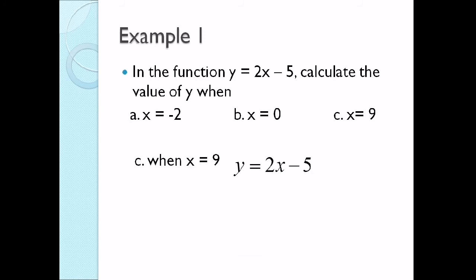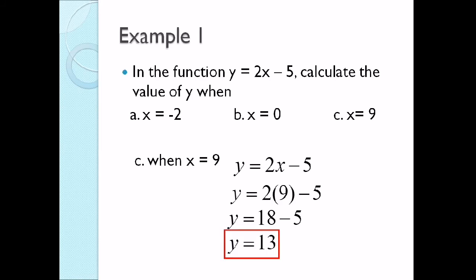Last, when x equals 9, we just substitute x as 9. So that is 2 times 9 is 18, minus 5. So y equals 18 minus 5, which is 13. So therefore, our answer is 13. When x equals 9, y equals 13. So that's how we evaluate the given function notation.